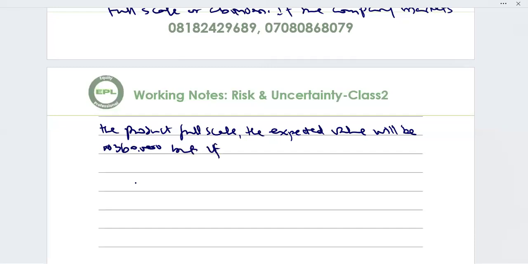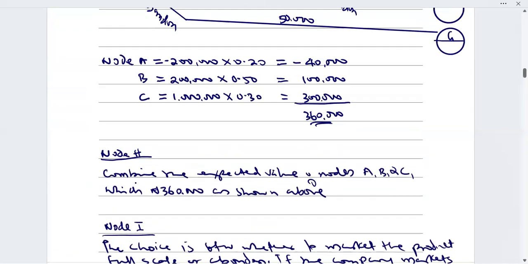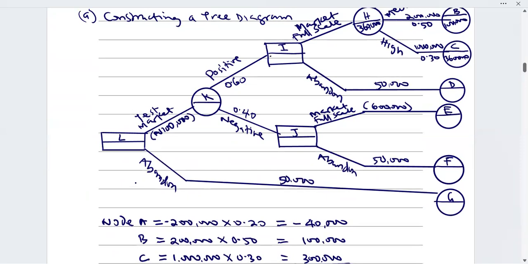But if the product is abandoned, the net gain will be 50,000 naira. Therefore, the company should market the product full scale, or the products should be marketed full scale. That's it. So 360. I will then come here and put 360 here.